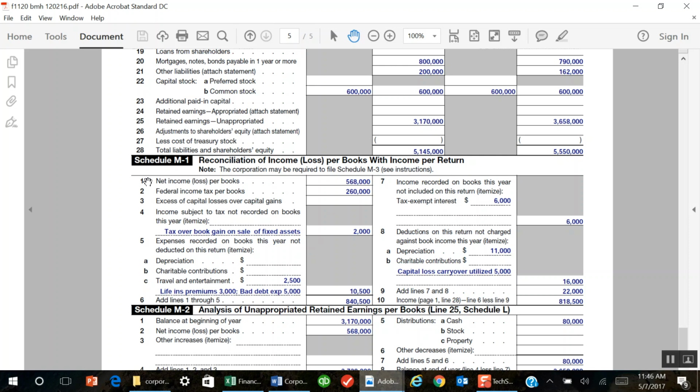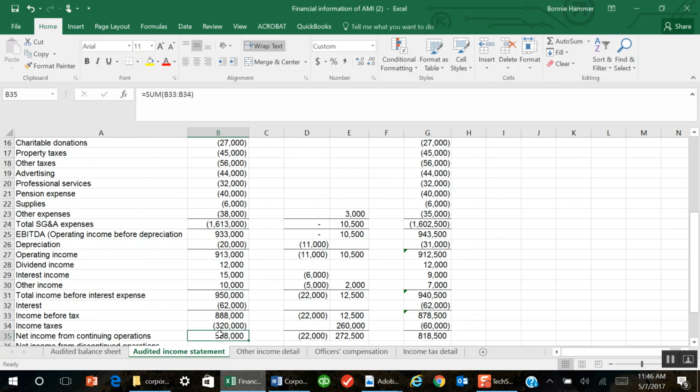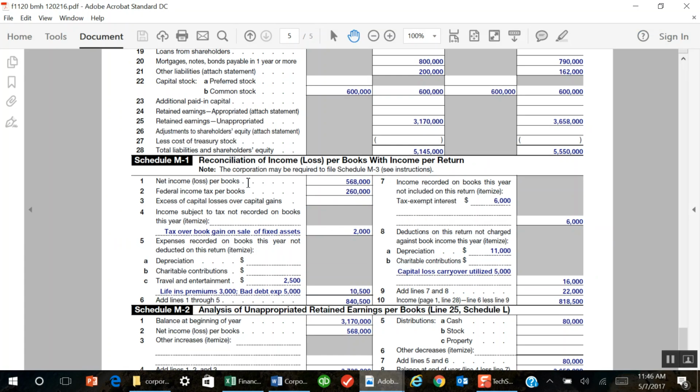So line 1 is just supposed to tie to your books, your book income. So my book income is $568,000. So on my tax return, we should see on line 1 of Schedule M-1 and also on line 2 of Schedule M-2, net income per books is $568,000. And then on lines 2 through 9, I list all of my book tax differences. The differences between my book income statement and my tax income statement. Okay?